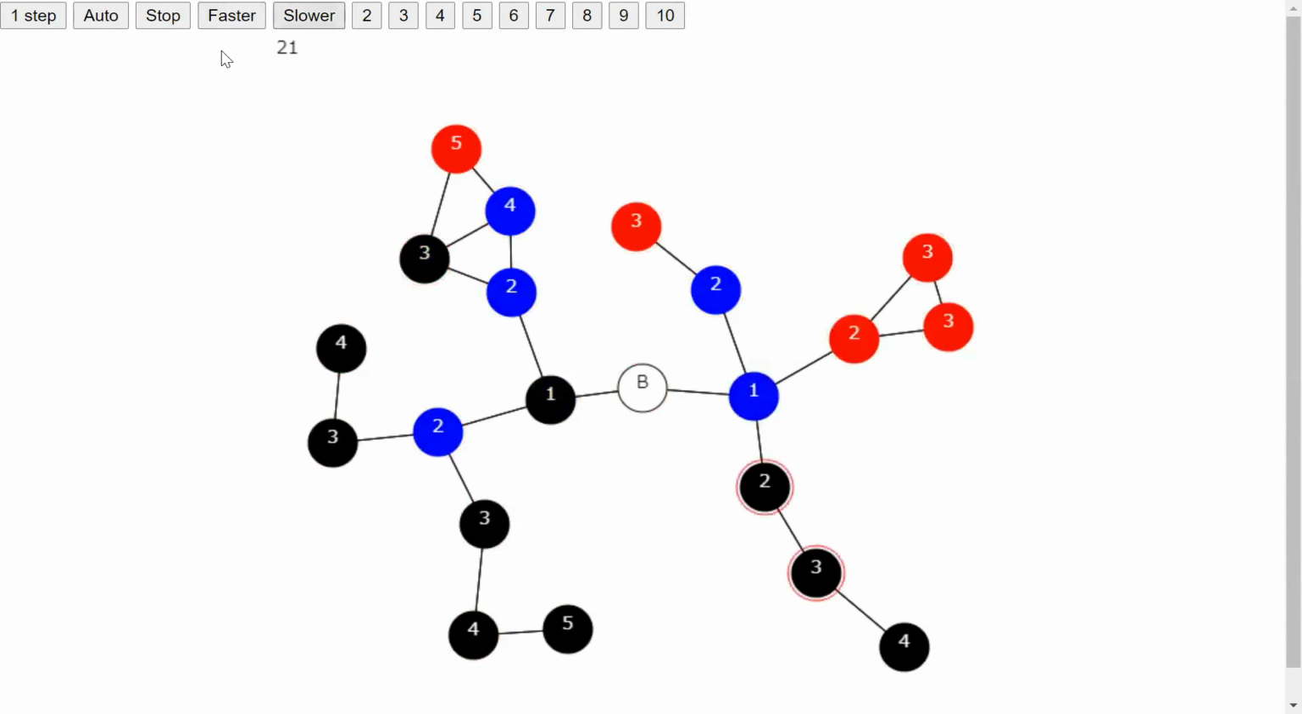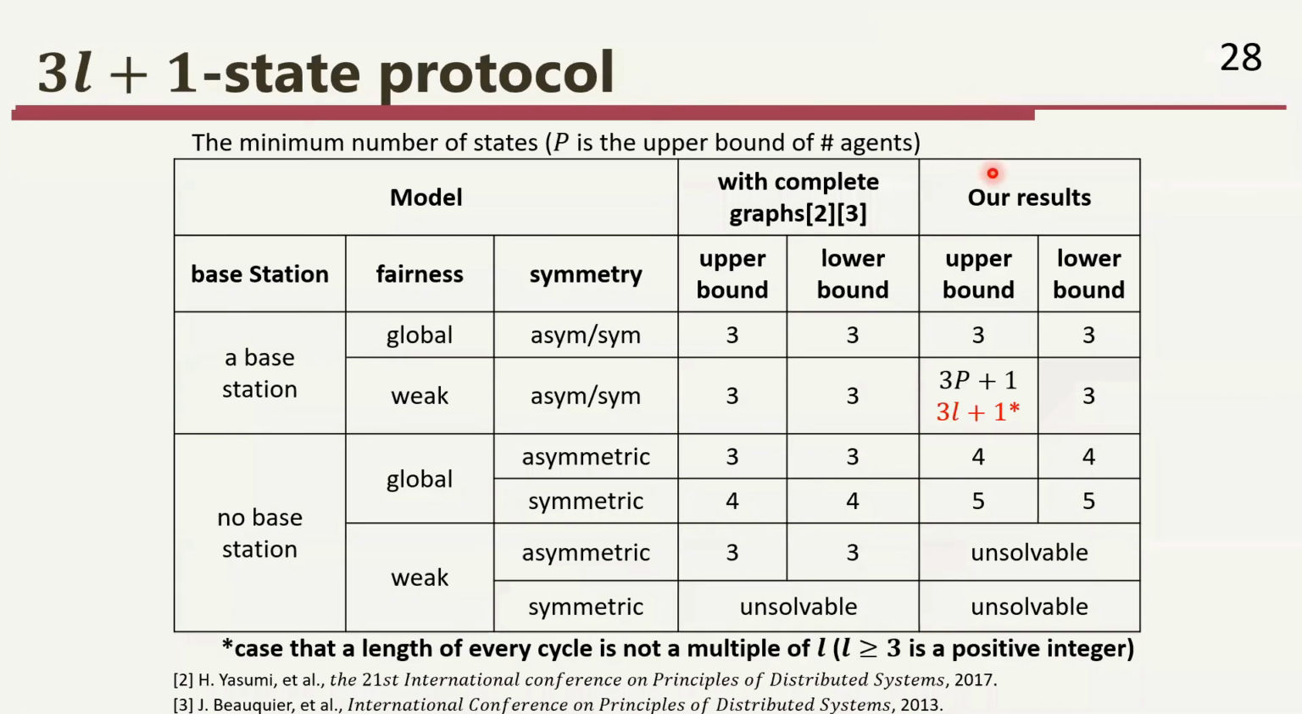And then the base station assigns red and blue to agents. Now the population is divided uniformly. Next, I show a protocol that works if we assume communication graphs such that the length of every cycle is not a multiple of L, where L is at least 3. The protocol is 3L plus 1 state under weak fairness with a base station.